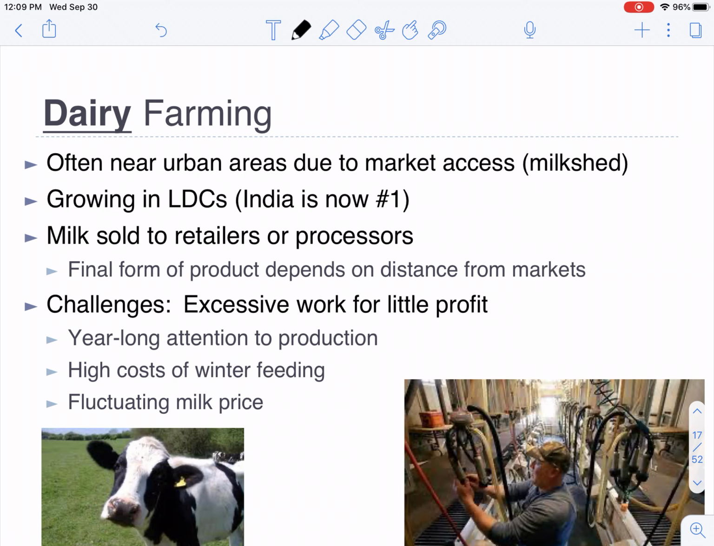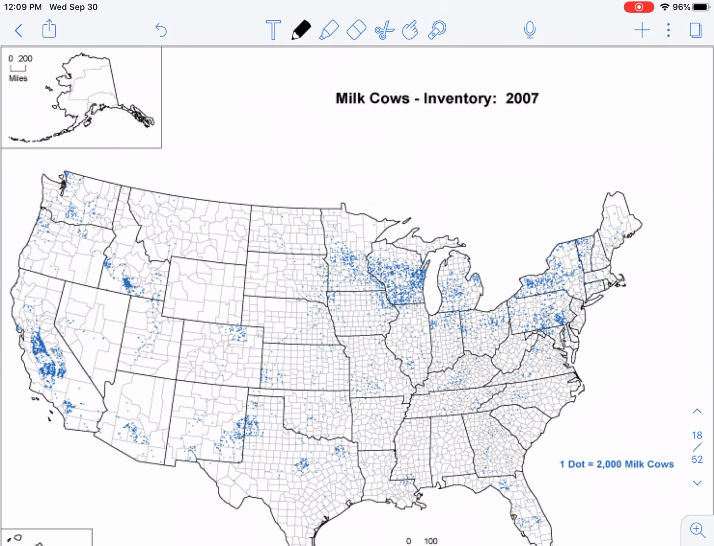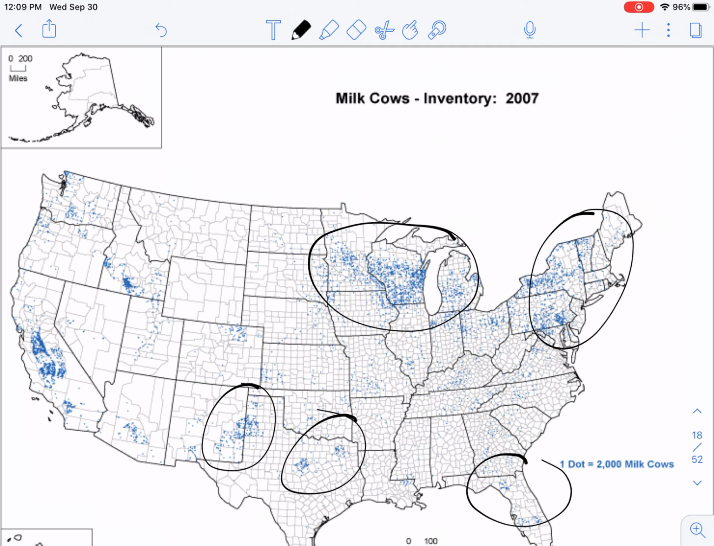There's year-long attention that's needed to production of dairy farming. In other words, you really can't take a day off. And there are some pretty high costs associated with feeding your dairy cows or goats in the wintertime when the crops aren't able to grow very well the further north that you get. The other thing to note about it is that with dairy farming, it has to occur in lots of different areas because of the fact that milk spoils pretty quickly.